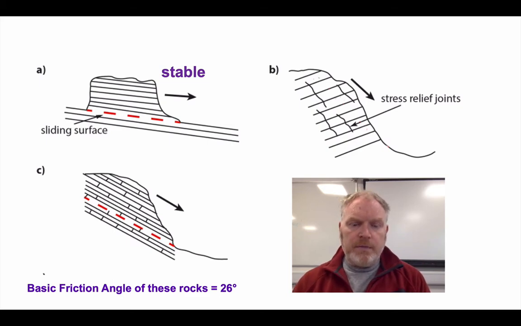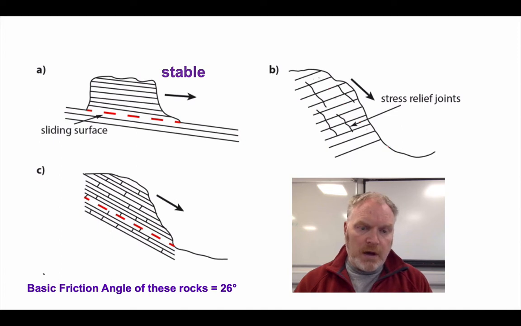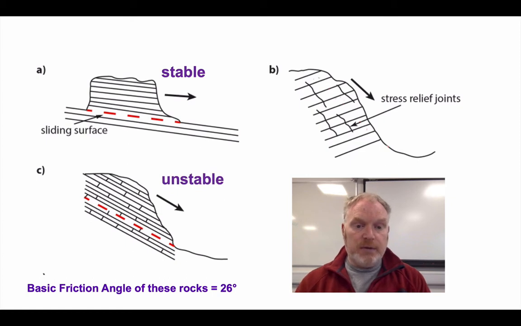But from the information we're given there, those rocks are stable. If we look at example C now, example C, again, we've got discontinuities in the rock. Those discontinuities appear within the slope. That sliding surface that's shown in red appears there at the bottom. The dip then is towards that slope. It's coming out of the slope. And if, again, we've got a basic friction angle of 26 degrees, these are clearly dipping at an angle greater than that basic friction angle, which would make these rocks unstable. These rocks will fail.